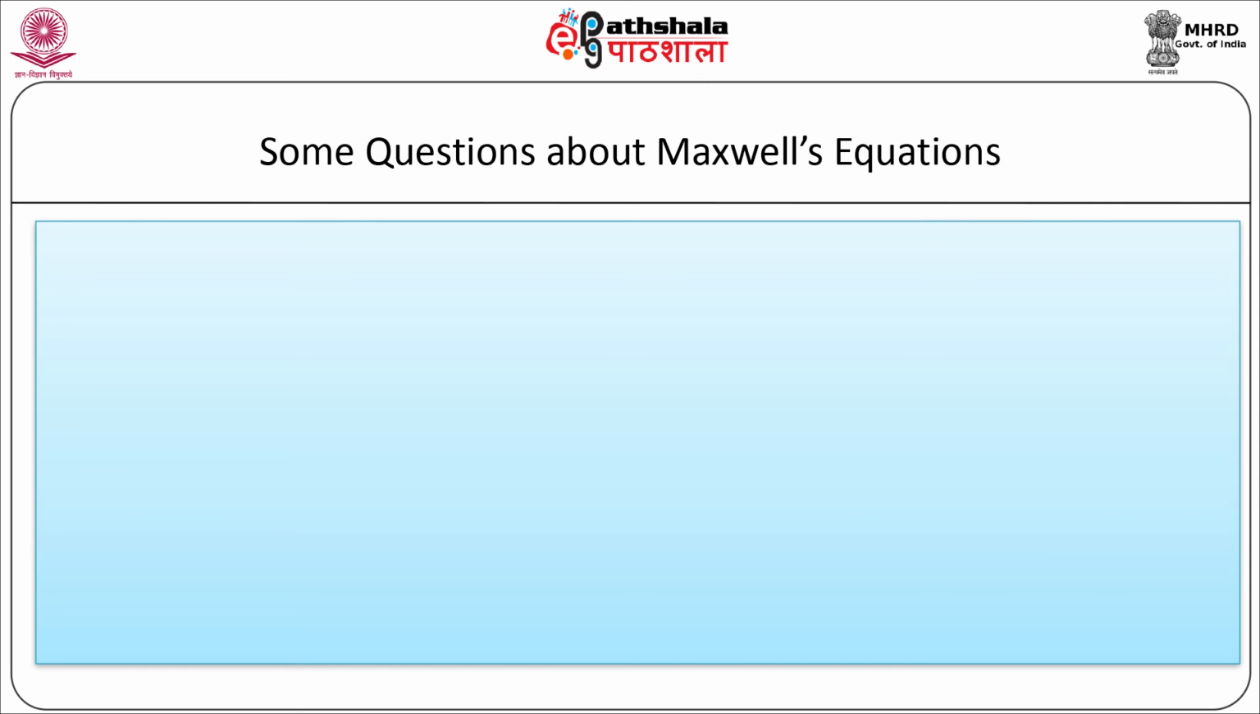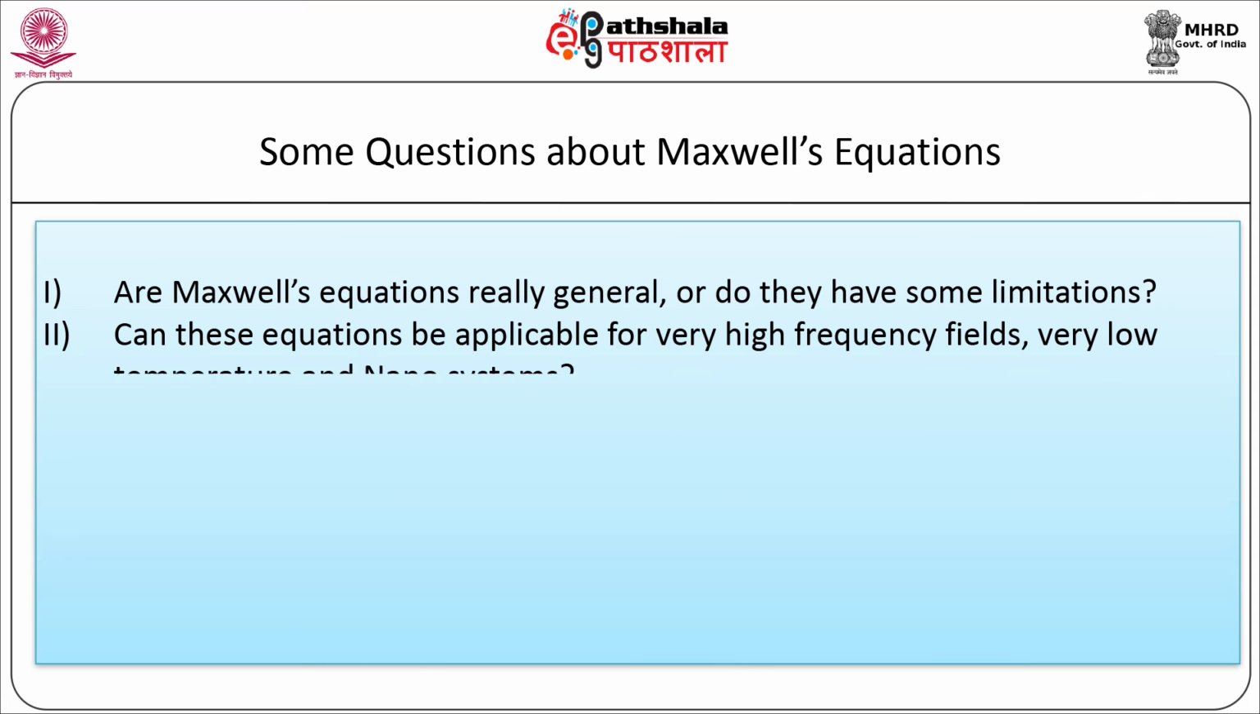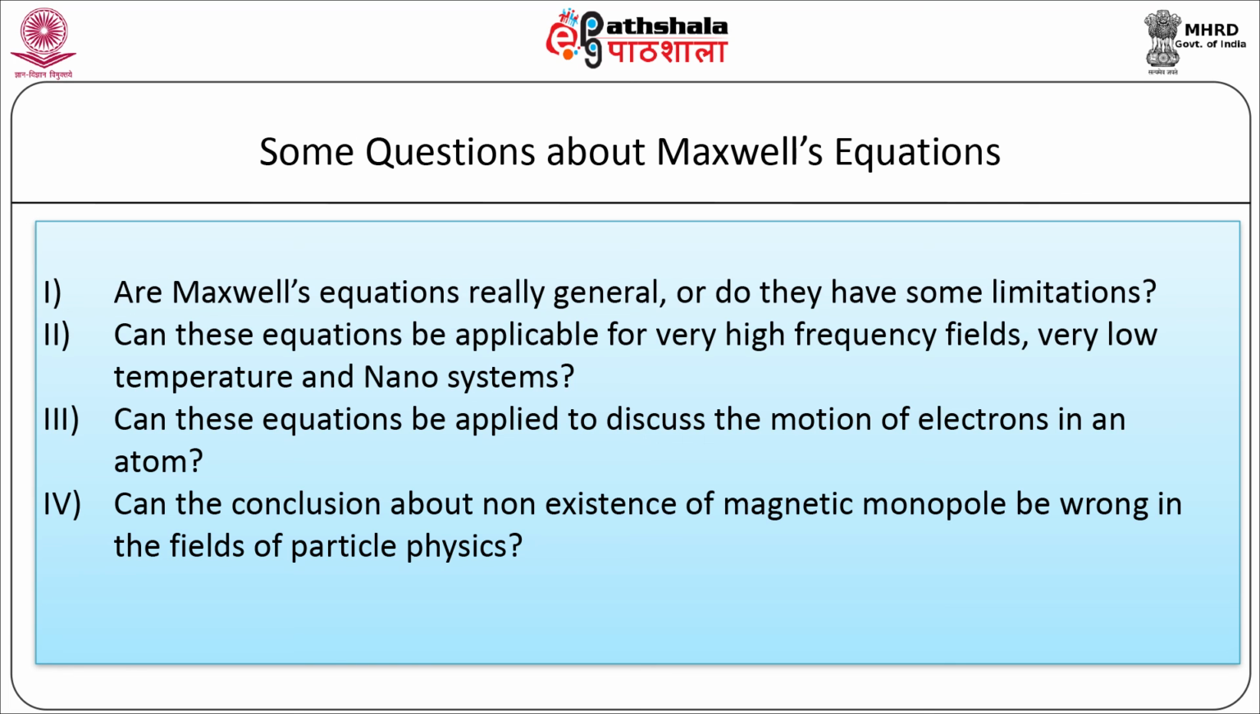Maxwell's equations have been the topic of theoretical interest for many of the physicists. Some of the questions raised in connection with these equations are worth noting. Question number 1, are Maxwell's equations really general or do they have some limitations? Question number 2, can these equations be applicable for very high frequency fields and nanosystems? Question number 3, can these equations be applied to discuss the motion of electrons in an atom? Question number 4, can the conclusion about non-existence of magnetic monopole be wrong in the field of particle physics? It will be very interesting to read about such things and the critics thereon, which give a new dimension to the process of studying science.